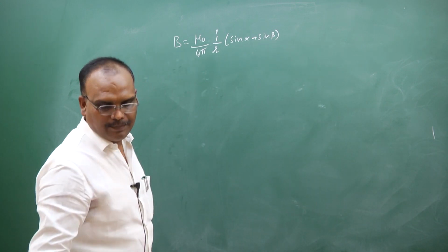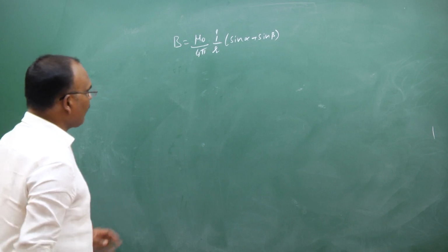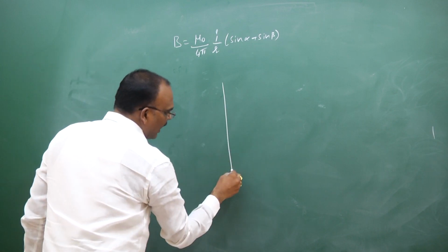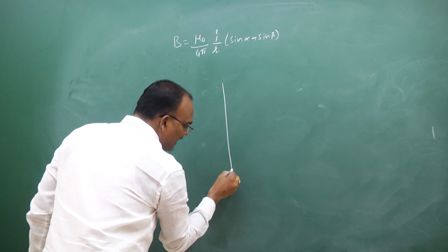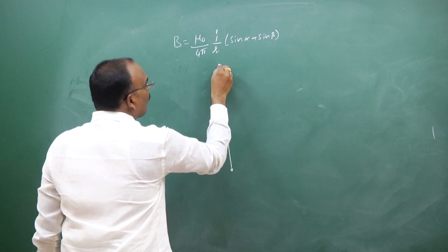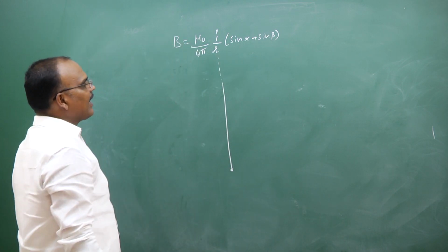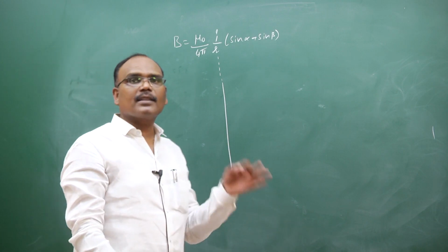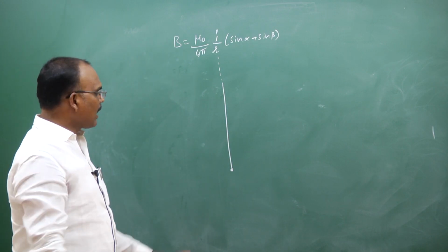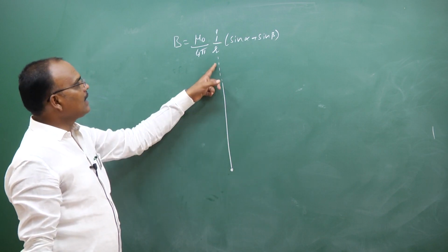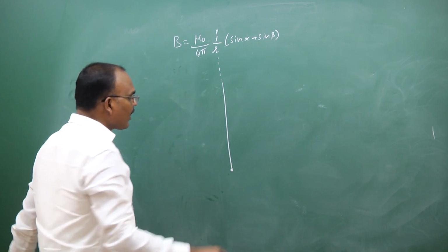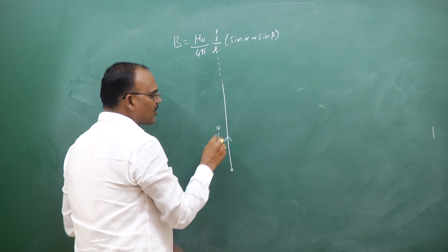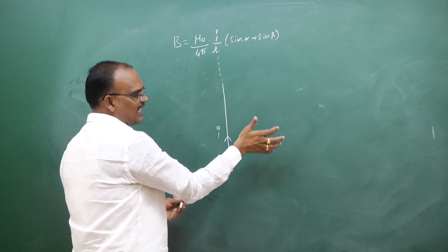For example, see here carefully. One end of the conductor, I know, begins here. I don't know where it ends. This I can call a semi-infinite or semi-long conductor, because one end is known, the other end we don't know. If it carries current in this direction, then here the magnetic field is into the page.